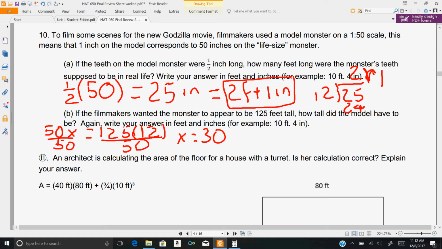I reduced the fraction by 25. I divided 125 by 25. I divided 50 by 25. That left me 5 times 12 divided by 2. I divided 12 by 2 and I got 6. 5 times 6 was 30 inches. And I'm going to write inches.